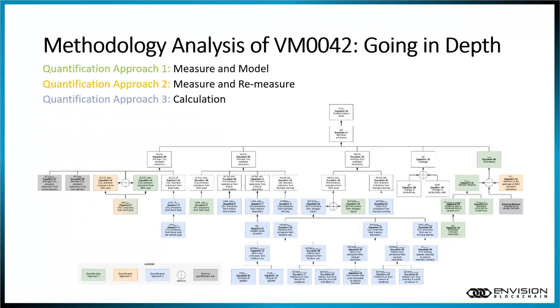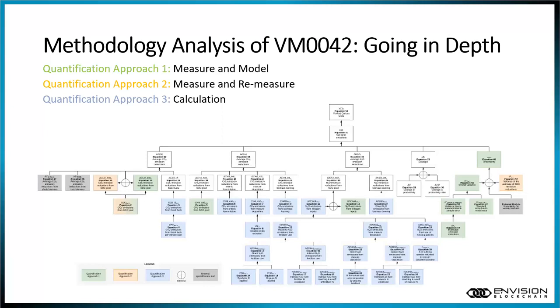So when we move into quantification approach 1, we have measure and model. The measure part of the measure and model quantification approach means taking actual measurements of things that matter, such as how much carbon is being stored in the soil or trees, or how much pollution is being prevented by doing a particular activity. For example, in a forestry project, we might measure how much carbon is stored in the trees or soil, or how much wood is being used for fuel, in order to calculate how much pollution is being reduced or removed due to the implementation of the project.